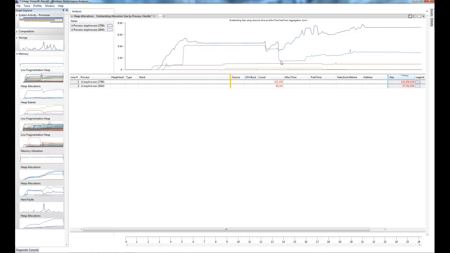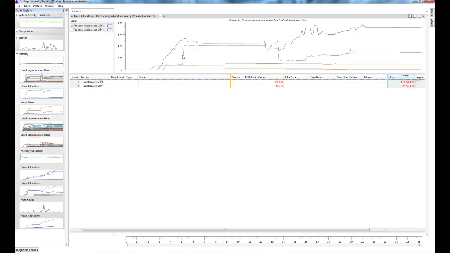Each one of these lines, like I said, corresponds to a heap. There are 2 processes here because IE is composed of 2 processes, a frame and a tab process. And this trace is also from Windows 7 to show you some of the types of issues that have been addressed since then. So here you can see some interesting things that happen in the graph.